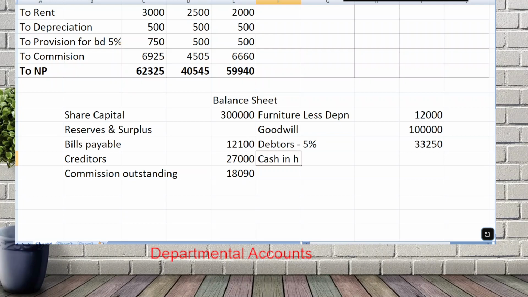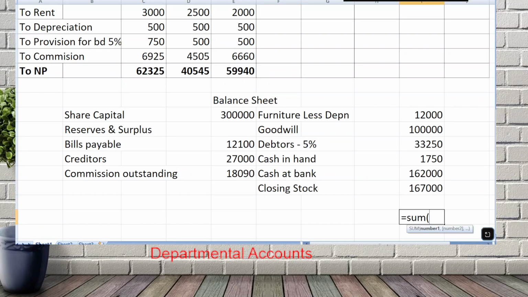Cash in hand, 1,750. Then cash at bank, 1,62,000. Then closing stock: closing stock of all the 3 departments add up, 1,60,000. Anything else that we left out? Sir, bills receivable. Oh, bills receivable, 42.